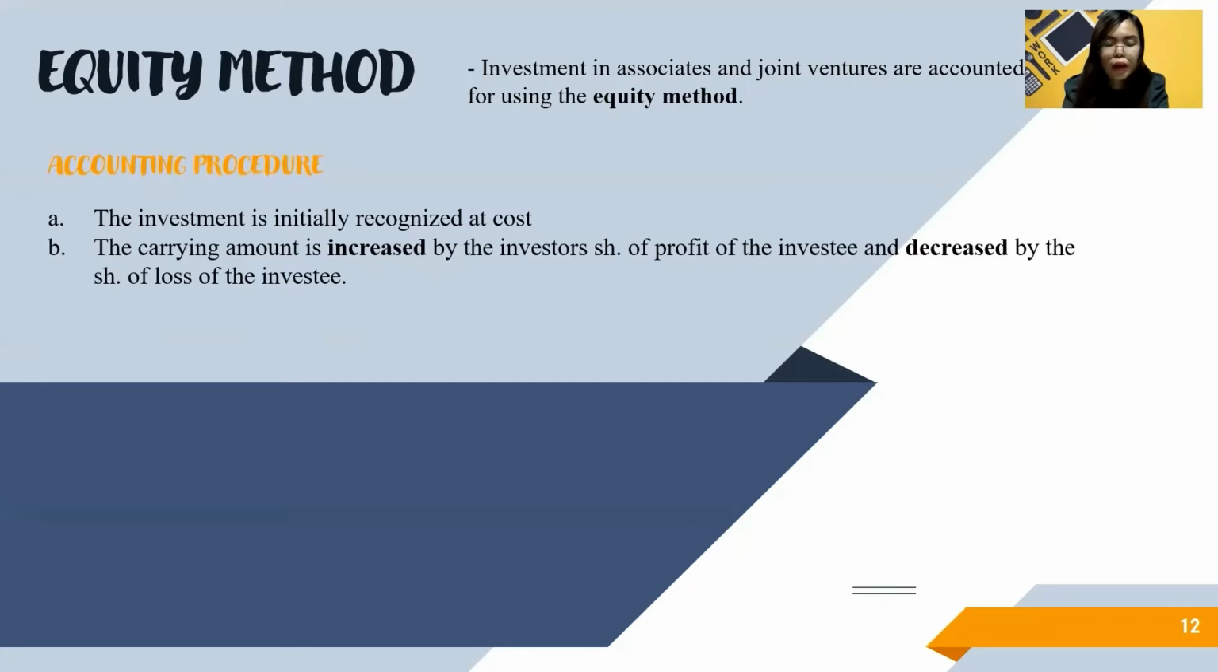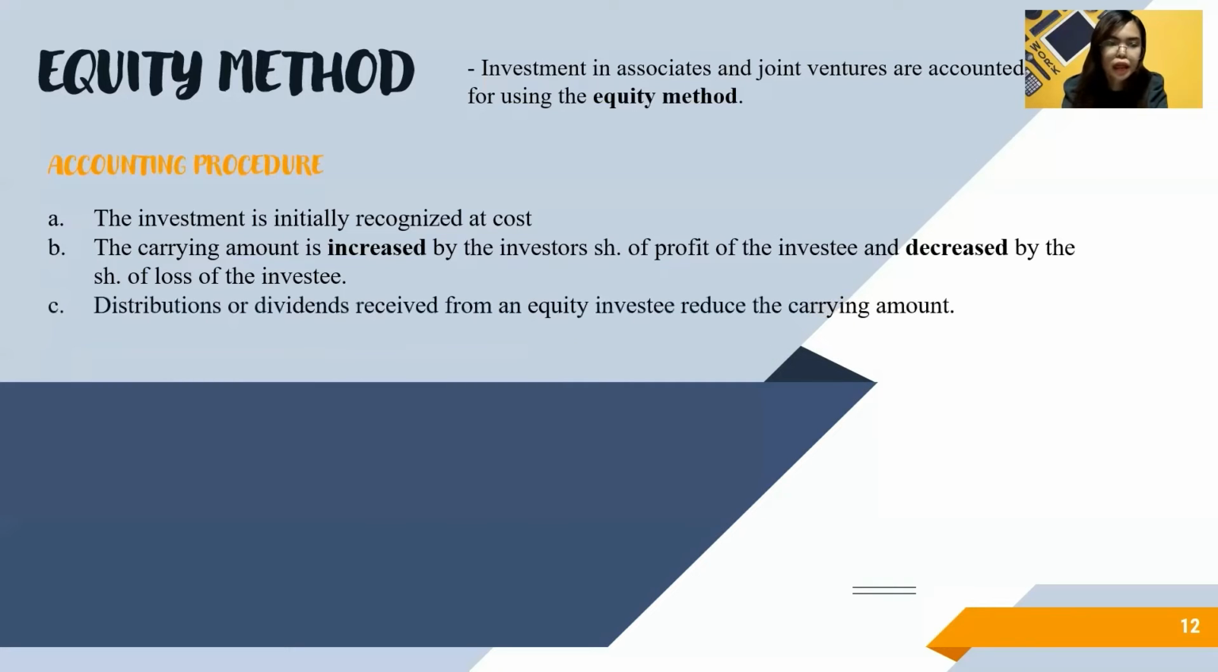So, ito nga, bakit gumagalaw? Kasi nga, kinokopya lang natin yung effect ng shareholders equity ni investee sa investment account ni investor. So, kapag may increase sa share in profit ni investee, mag-i-increase din yung carrying amount of investment natin. And kapag may loss or other comprehensive loss, magdi-decrease naman yung carrying amount ng investment. And then, the investor share of profit or loss of the investee is recorded as investment income.